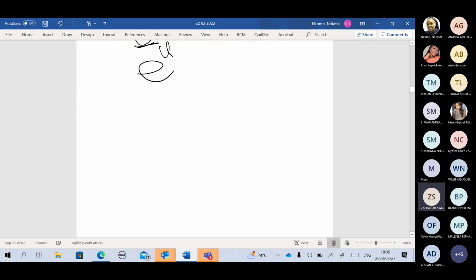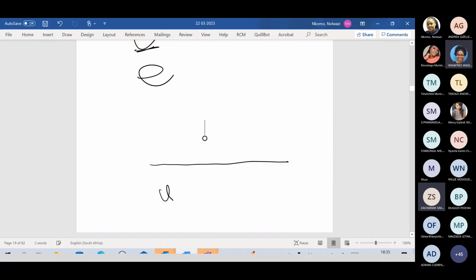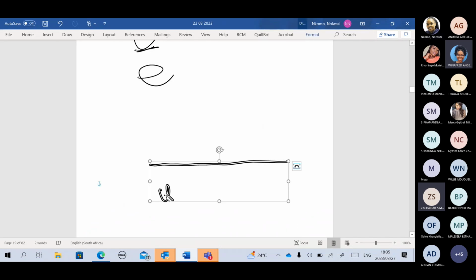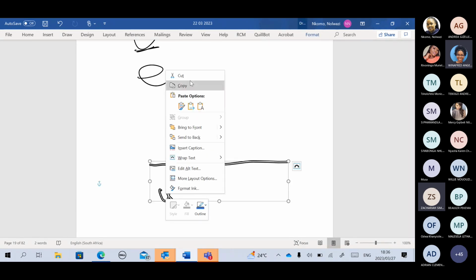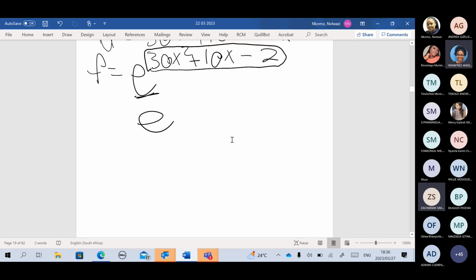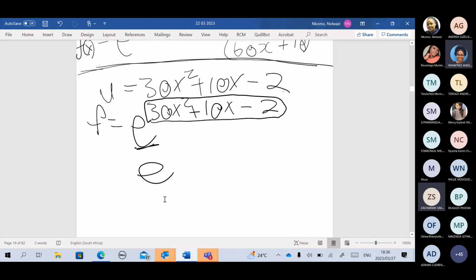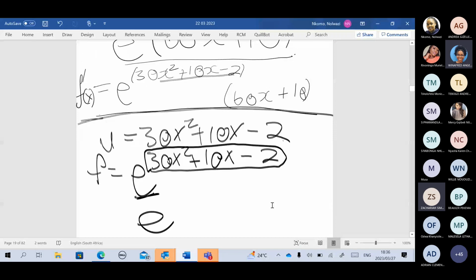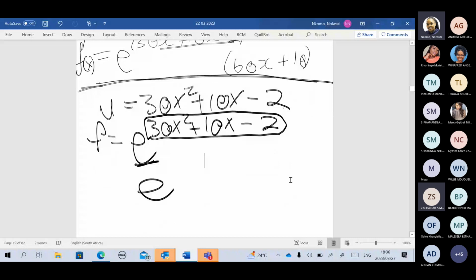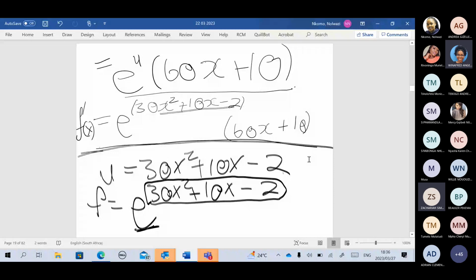All right. I also have a question, if you can just go back, please. Your last answer, where it's e to the power of u, where we've substituted 30x squared plus 10x minus 2. I just want to ask, in terms of the brackets, is it important to have the bracket there? If it is without the bracket, would the answer be wrong? If I had chosen the answer e to the power, open bracket 30x squared plus 10x minus 2, and say for instance the options for the answer is without the brackets, would it be wrong if you don't write the brackets here?